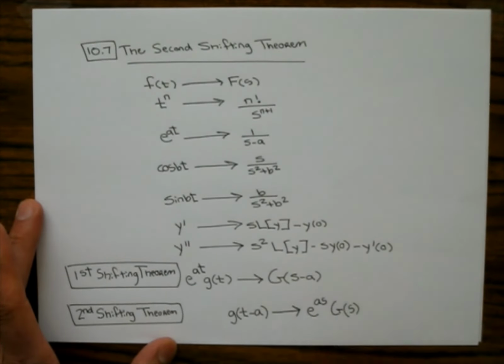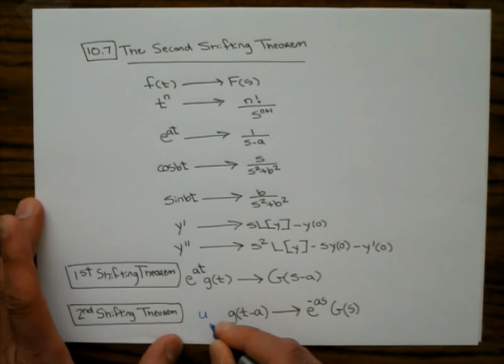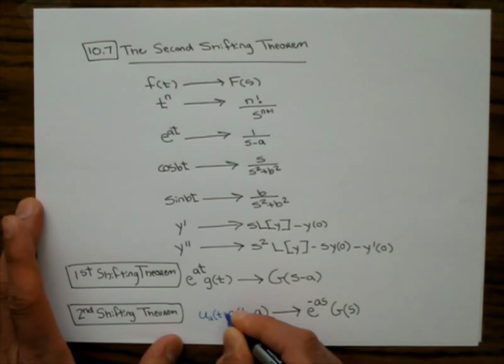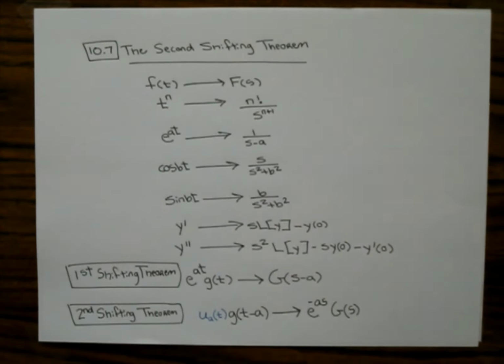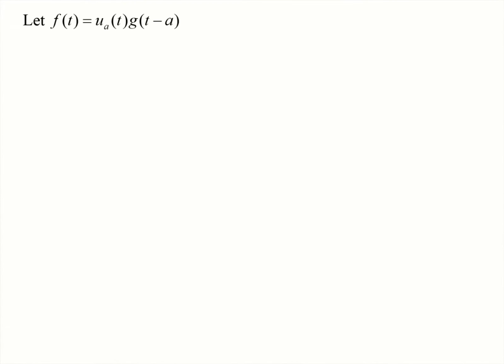This, first of all, is going to be a negative. And second of all, I left some space here so I can write u sub a of t, which is our unit step function. Now, the way I have it written now, that is legitimate. We are going to do a proof of the second shifting theorem. So let's go ahead and do a proof of the second shifting theorem.